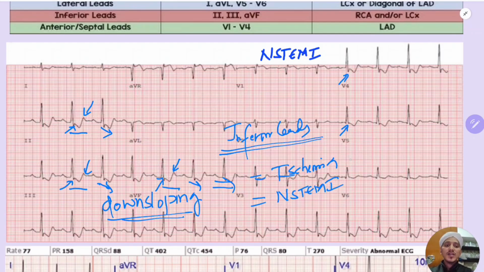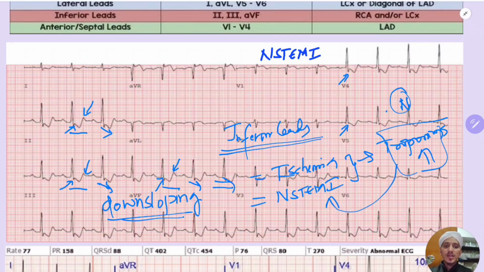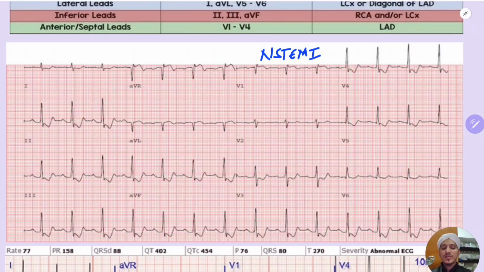How do you confirm that? You send the sample for troponins. If troponins are elevated, then it is infarction. If troponins are normal, then it is ischemia. So that is one ECG of NSTEMI. Second, we will see now.